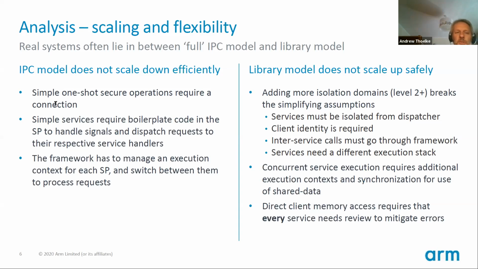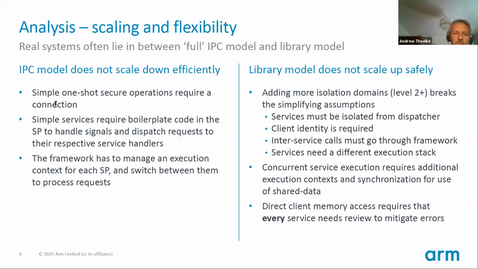If you've got very simple services, you still have to write the actual partition main loop that deals with signals and gets messages and dispatches them off to the service handlers. The library model, in contrast, you just write the service function to deal with all the requests as they come in.